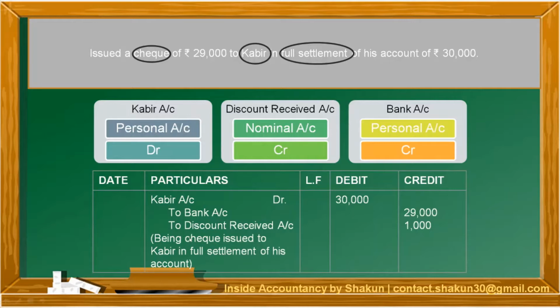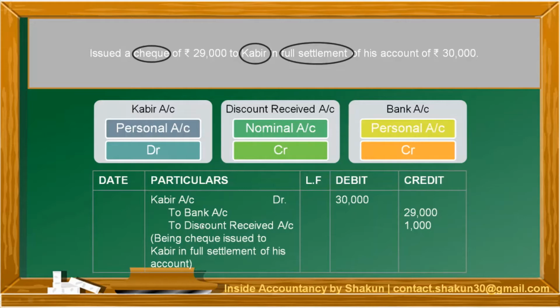Please remember that bank and discount are friends. So they will always be, or even if cash was given here, cash or bank and discount are friends. They will always stay together. So if bank or cash is debited, then discount will be debited. If bank or cash is credited, then discount will be credited. That is an illogical thing, but it is only for helping you to remember the proper treatment.